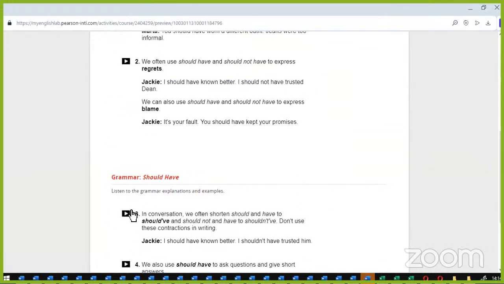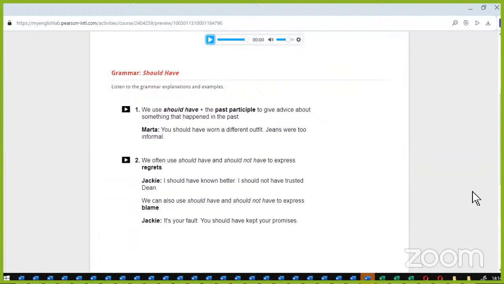Can you please read? Okay, number one, we use should have plus the past participle to give advice about something that happened in the past. You should have worn a different outfit. Jeans were too informal. We often use should have and should not have to express regrets. I should have known better. I should not have trusted Dean. We can also use should have and should not have to express blame. It's your fault. You should have kept your promise.